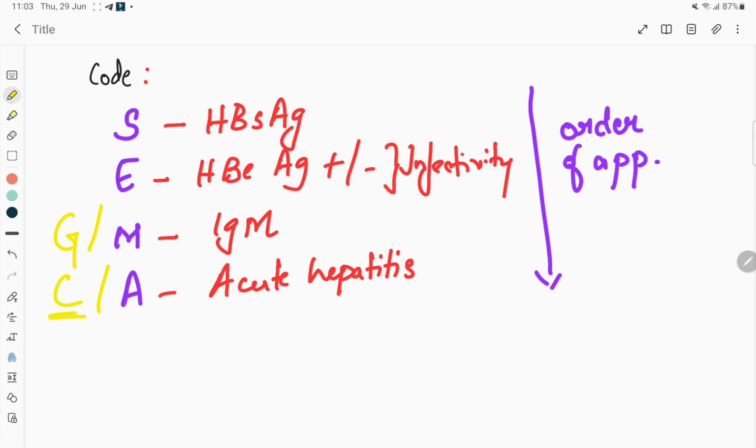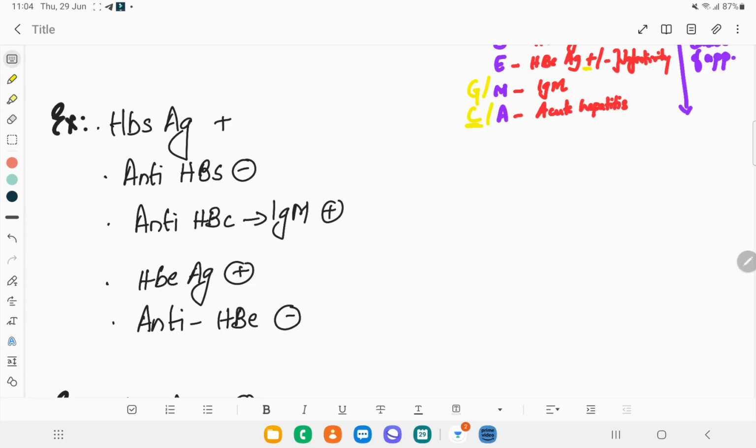Now suppose you got IgM in the lab report. The diagnosis is acute hepatitis. Next, what do you see? You look at HBeAg. If it is positive, the same rule: the patient is highly infective. If it is negative, the patient has low infectivity. Alright, guys? Now let's see a few examples.